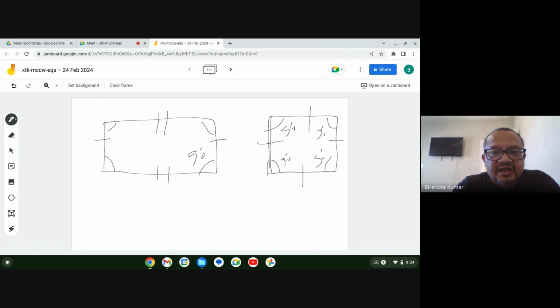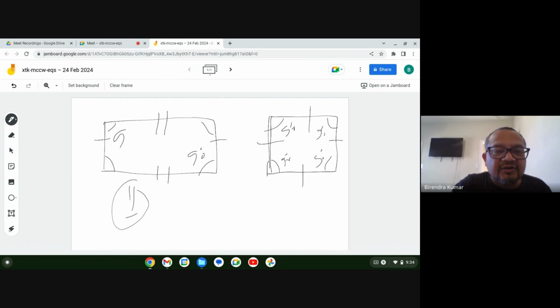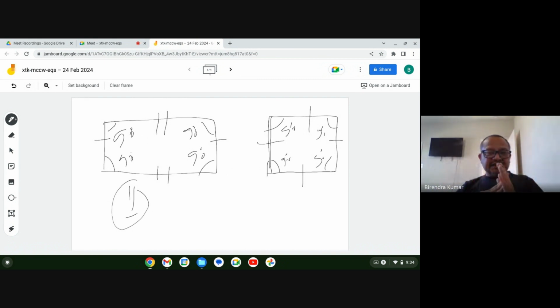I'm repeating myself. There are two shapes that I'm talking about. In the first shape, all the four sides are making a 90-degree angle with each other, meaning they are perfectly perpendicular, and the opposite sides are of the same length. I'm saying this is the first shape where all the four angles are 90 degrees and the opposite sides are of the same length. This shape is called something.